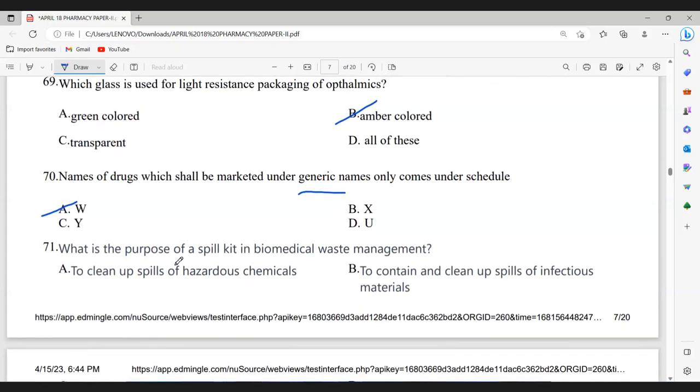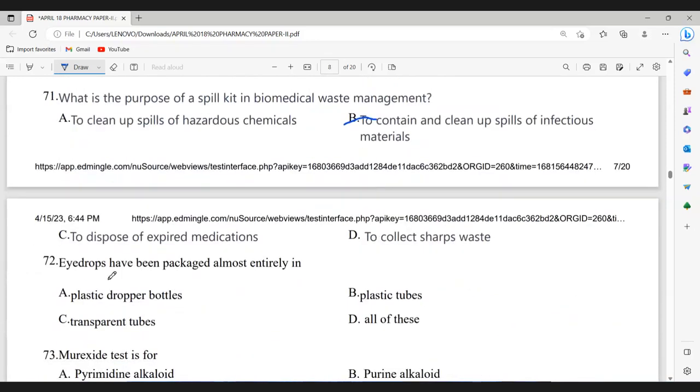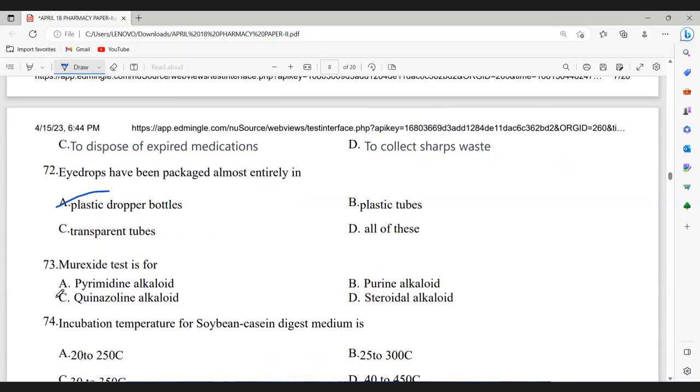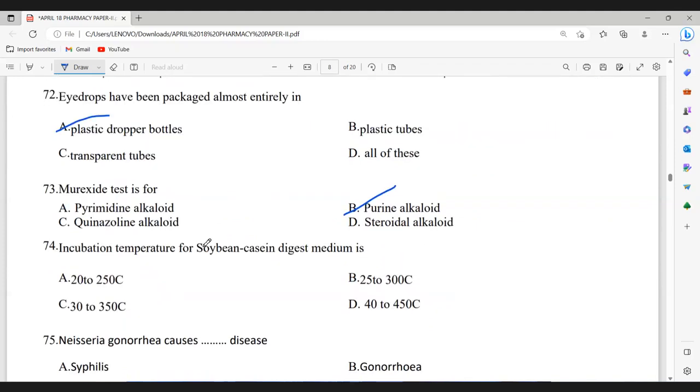And 71, what is the purpose of a spill kit in biomedical waste management? It is to contain and clean up the spills of infectious materials. Then 72, eye drops have been packed almost entirely in plastic bottles. Then the murexide test is for purine alkaloids.